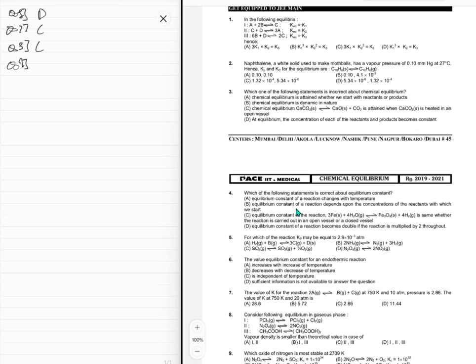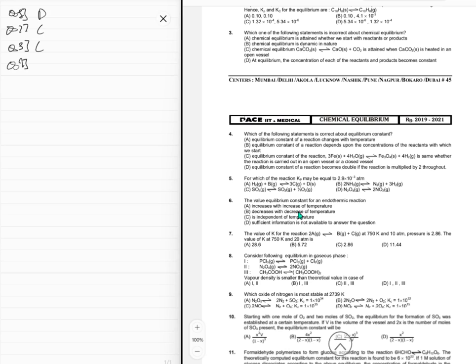So number 4, which of the following statements is correct about equilibrium constant? Equilibrium constant of a reaction changes with temperature. Yes, it does. Correct statement, right? So A is correct. Well, that's the answer. But seriously, B is equilibrium constant of a reaction depends upon the concentration of the reactants. No. So B is incorrect. C is equilibrium constant of the reaction is the same whether the reactants are carried out in open vessel or closed vessel.